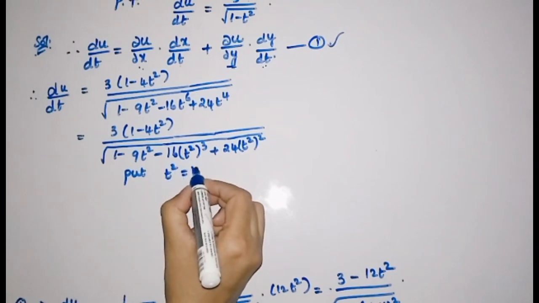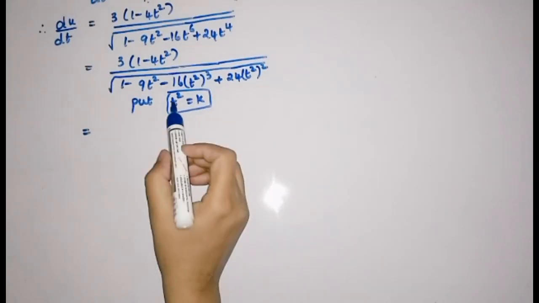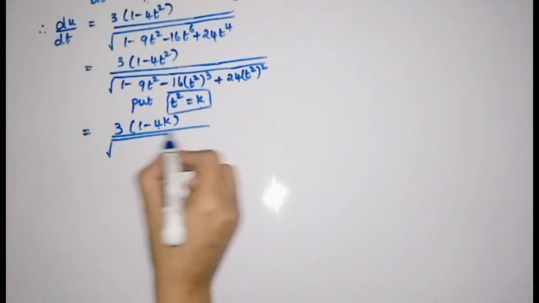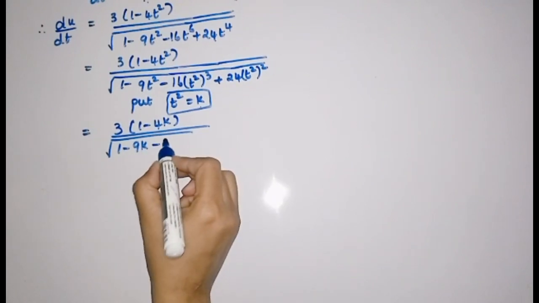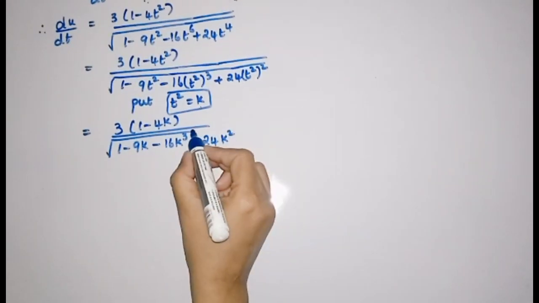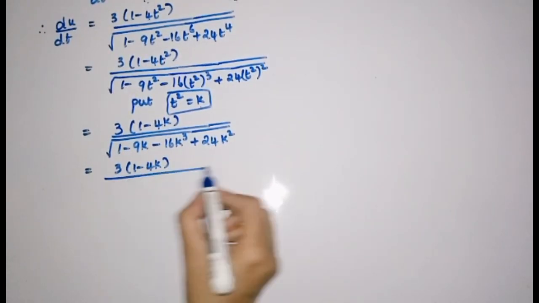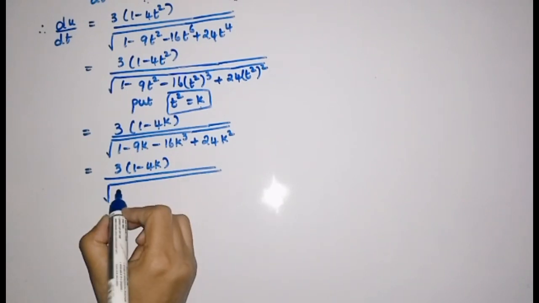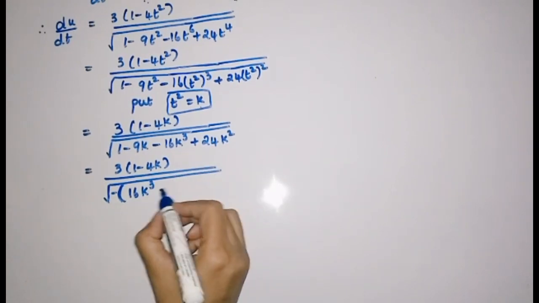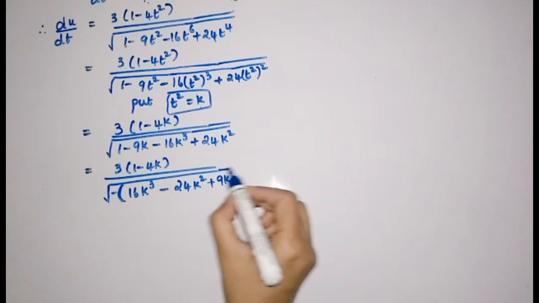Now put t square is equal to some constant k. In the numerator and denominator we get 3 into 1 minus 4k whole divided by square root of 1 minus 9k minus 16k cube plus 24k square. Now we have to find the factors for the denominator term, 3 into 1 minus 4k by square root of, taking minus common, we get 16k cube minus 24k square plus 9k minus 1.